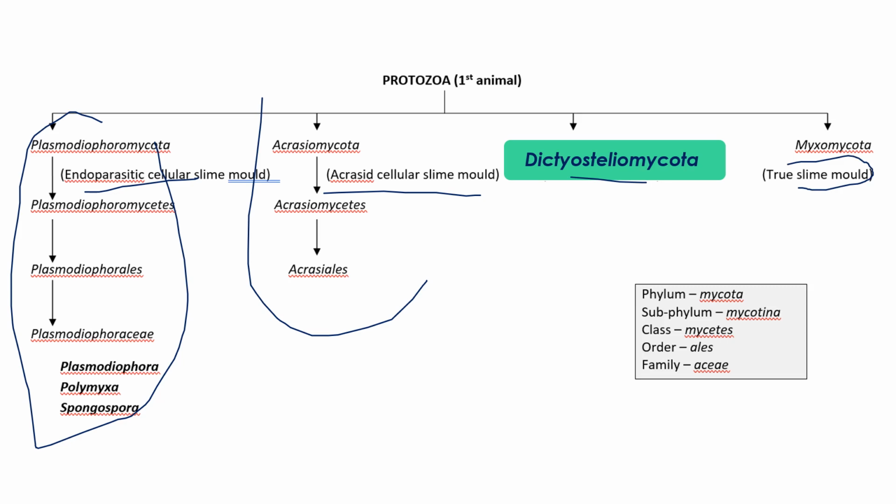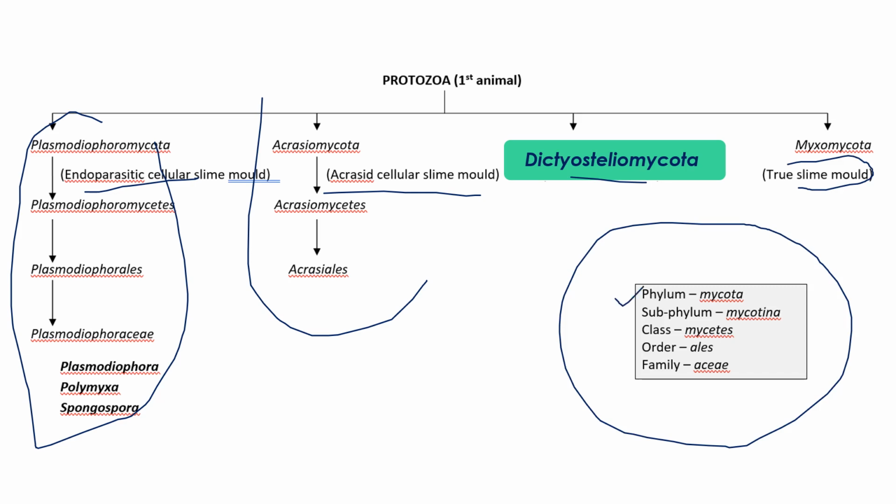And from the exam point of view, just remember this: phylum always ends with mycota, subphylum always ends with mycotina, class always ends with mycetes, order always ends with ales, family always ends with aceae. Sometimes they may ask what a family or order always ends with, so we may expect some such questions. Now we are going to see in detail about Plasmodiophoromycota, that is Plasmodiophora.